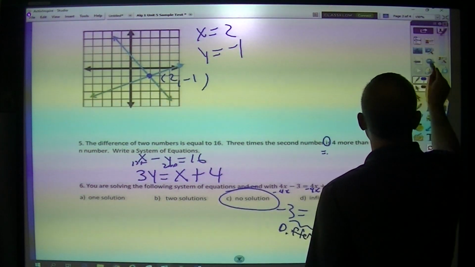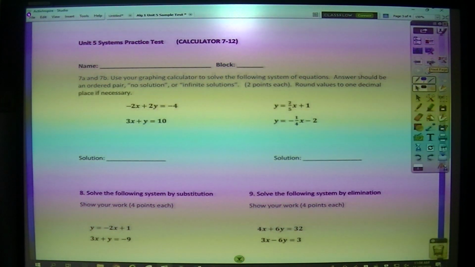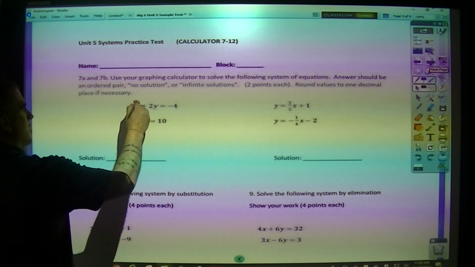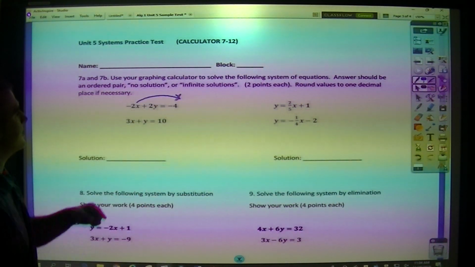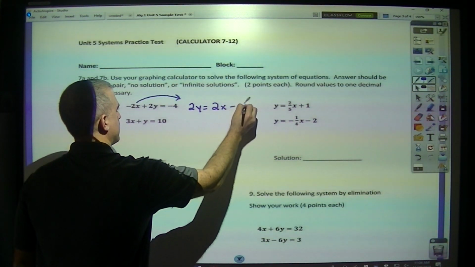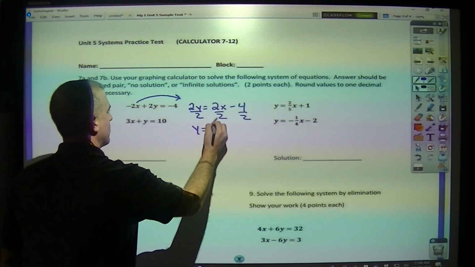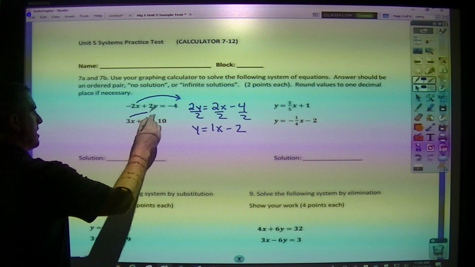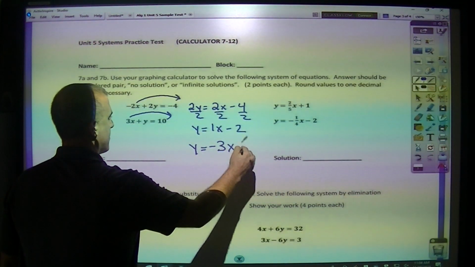Moving on. Now this next part is calculator based. They want us to solve by graphing. What I need to do is get this in y equals. I would have to move that over here, and when it moves, it changes sign. So 2y equals 2x minus 4, and then I divide each part by 2. That's going to be y equals 1x minus 2. This one, when it moves over, would be y equals -3x plus 10.